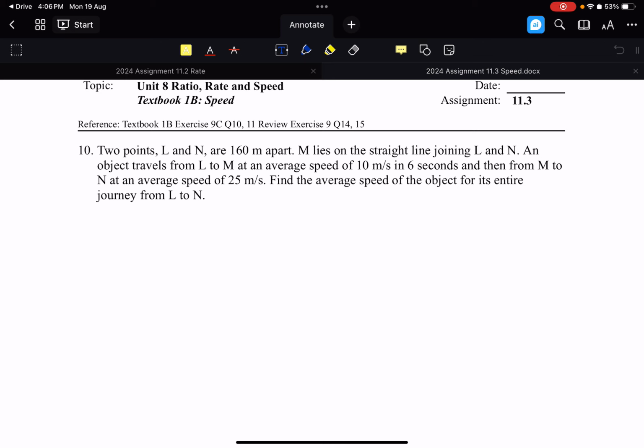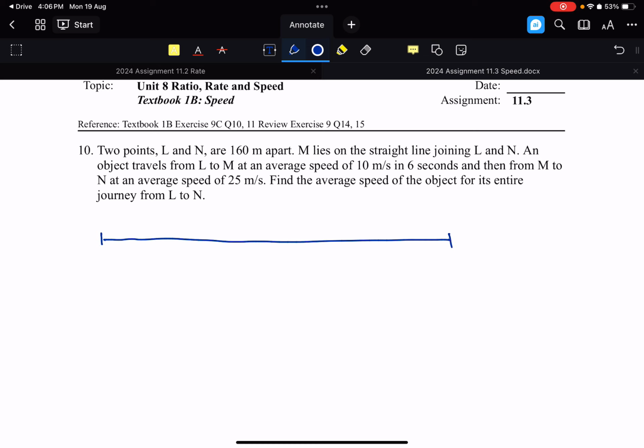So let's try, right? So we have 2 points L and N. They are 160 meters apart. And M lies on the straight line joining L and N. So what it means is that I sketch my diagram. It looks something like this. I have a journey. I have L and it goes to N, right? And somewhere in between is M.